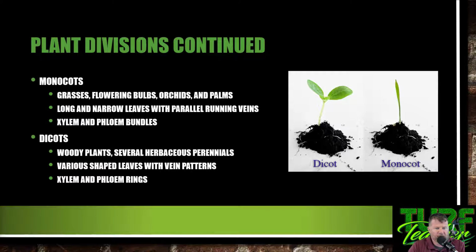Dicots, your woody plants, several herbaceous perennials as well. They're various shaped leaves with vein patterns. We're going to see some charts with the different vein patterns here in a second. And they actually have the xylem and phloem rings. So when you dissect it, you're actually going to see those in rings instead of bundles.